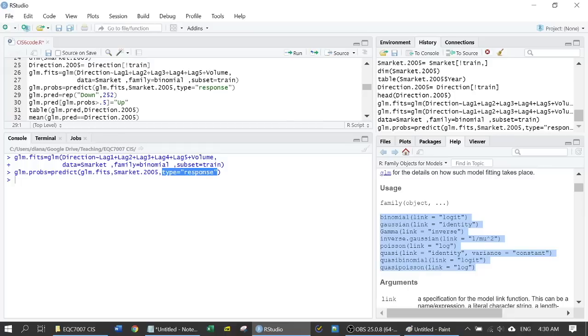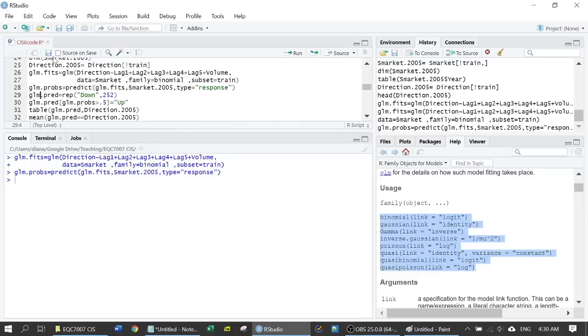Remember that this is a prediction based on the glm.fits here, based on the SMarket data, where the type is response, which gives us the predicted probability. And we're going to save this into glm.probs. It doesn't matter if this name is similar to the previous one that we have done. We're not going to look at the previous one again. If you have two names that are similar, we'll just replace the previous one.